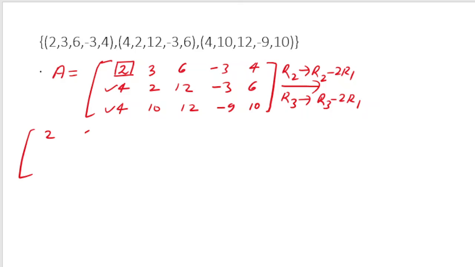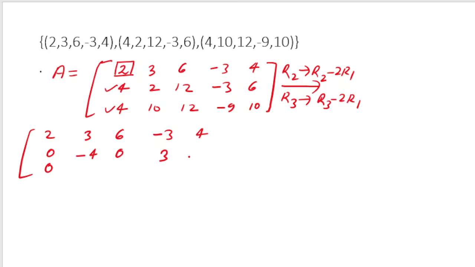So 2, 3, 6, minus 3 and 4, and if I reduce it, it will become 0 and 0. Now 2 minus 3 into 2, 6, so I will get minus 4. 2 minus 6 is minus 4. 12 minus 12 is equal to 0. Minus 3 and plus 6 will be equal to 3. 6 minus 4 into 2, 8.